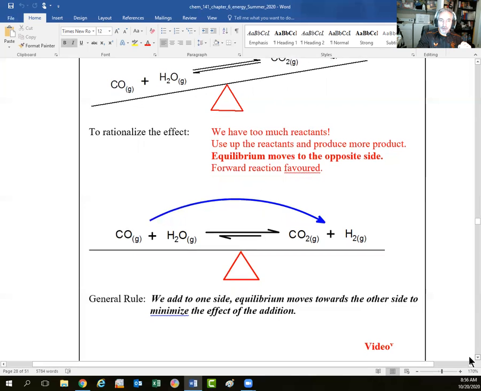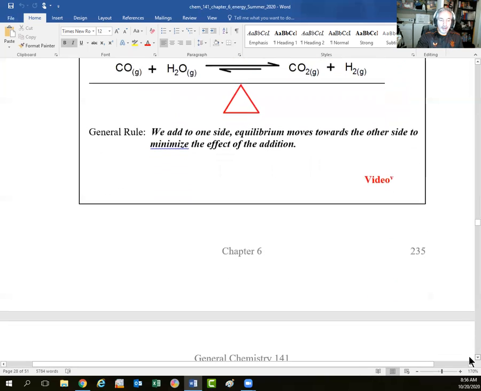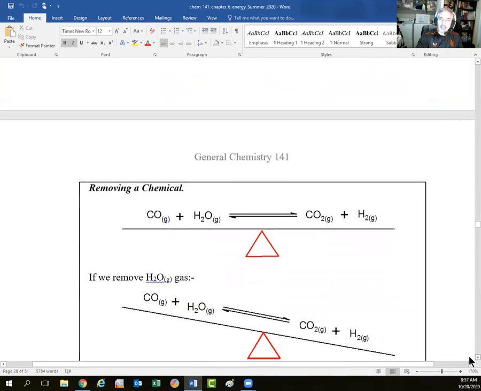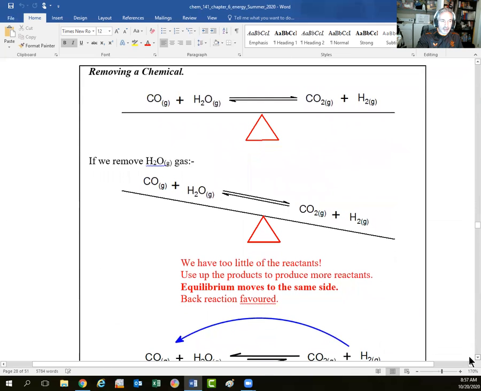So adding a chemical moves equilibrium away from that chemical. That's our first law for Le Chatelier's principle. Second idea is removing a chemical, and how will the system respond when a chemical is removed.